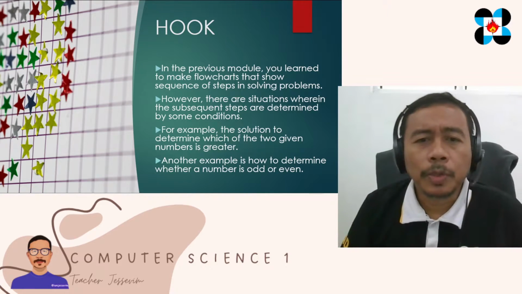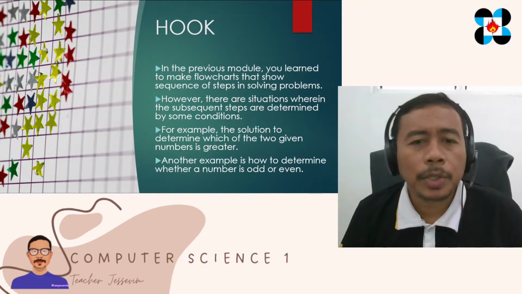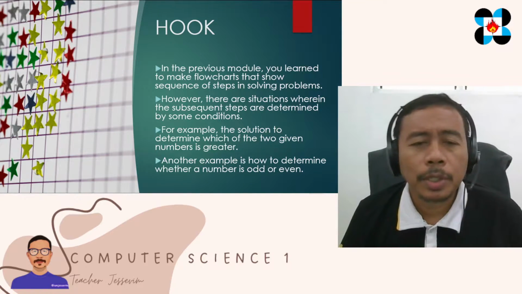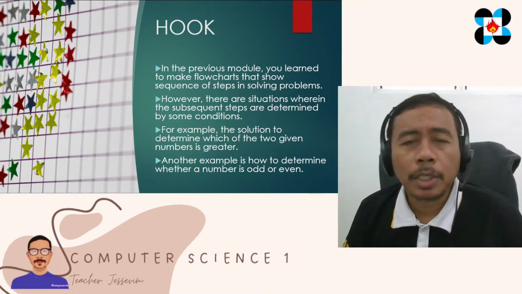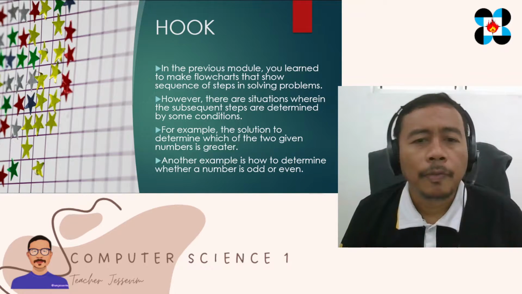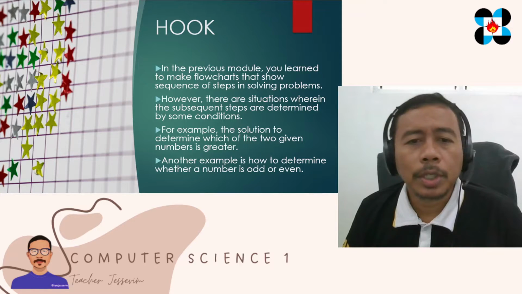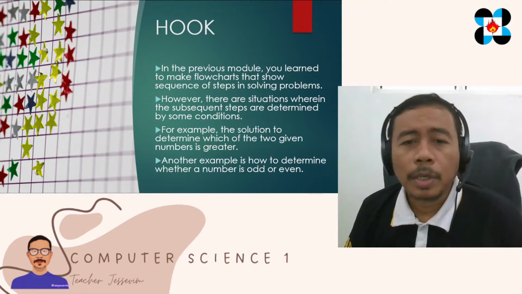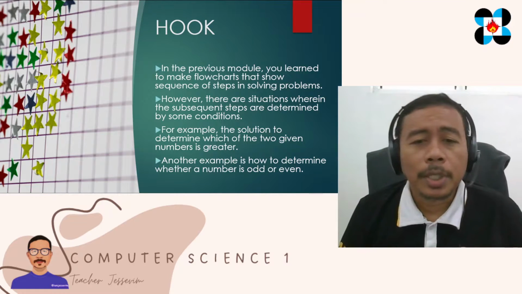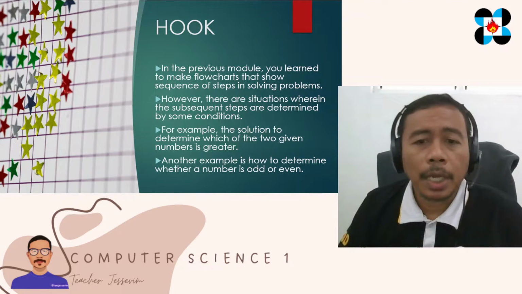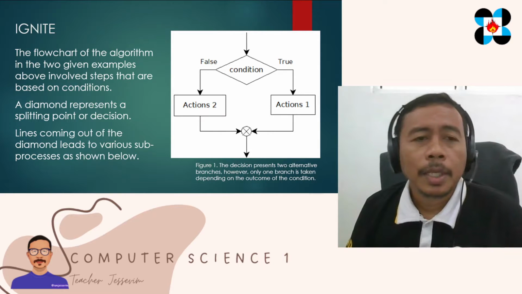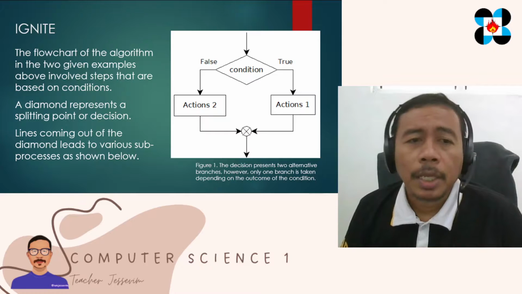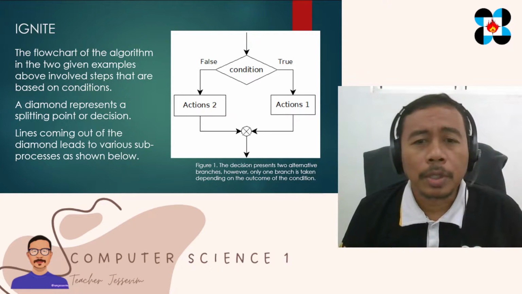In the previous module, you learned to make flowcharts that show the sequence of steps in solving problems. However, there are situations wherein the subsequent steps are determined by some conditions. For example, the solution to determine which of the two given numbers is greater. Or another example is how to determine whether a number is odd or even. So the flowchart of the algorithm in the two given examples involves steps that are based on a condition.